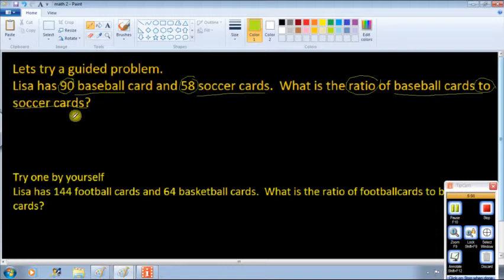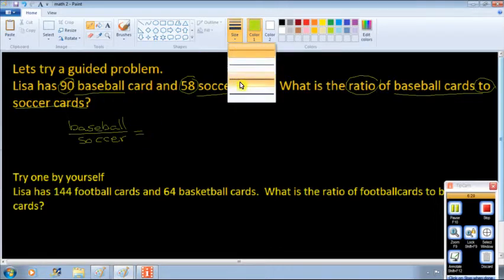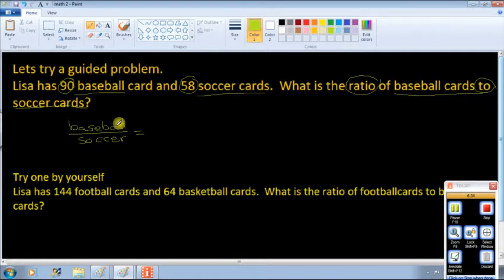Alright, so working together, we're going to use Words First. It's asking for the ratio of baseball cards to soccer cards. So I'm going to put baseball to soccer cards. And again, I'm set at equal to. So let's go back to the information and see what it says. Well, it says that I have 90 baseball cards, so 90 goes with baseball.